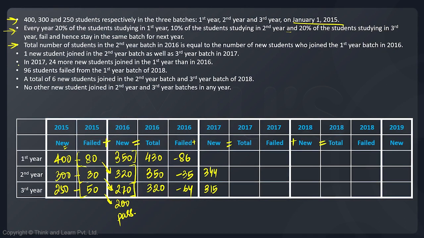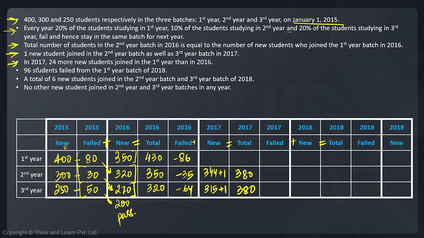Well, the next bullet point says one new student joined in the second year batch as well as the third year batch in 2017. So second year batch is 344, one more student and one more student. So that 35 plus 345 is going to be 380 and 64 plus 316 is going to be 380.